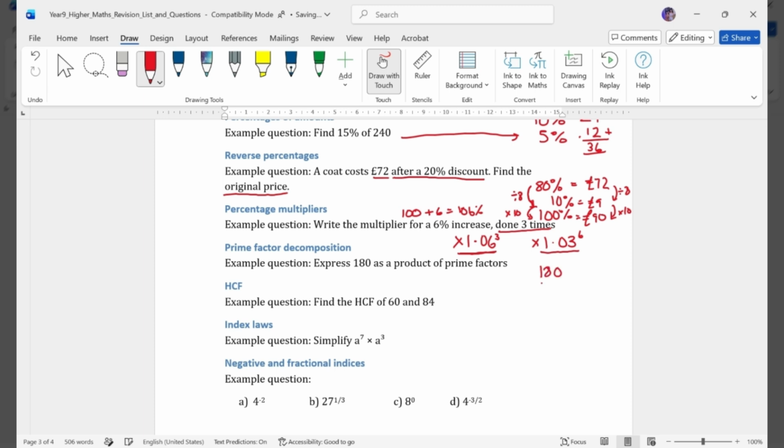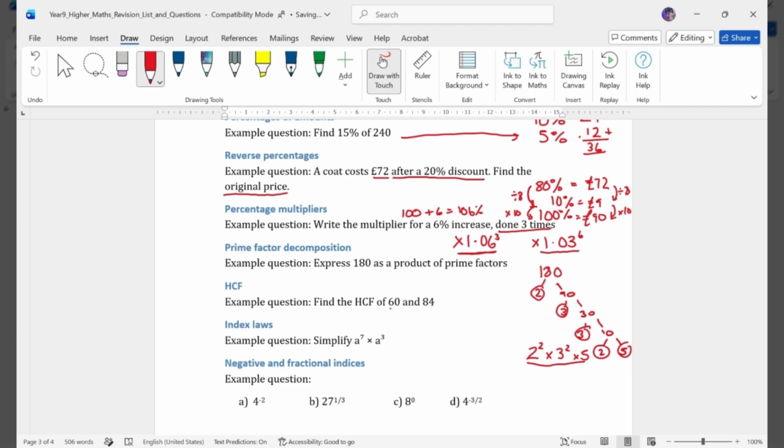180 as a product of prime factors. I'm going to go for 2 times 90. I'm going to go for 3 times 30. I'm going to go for 3 times 10. And I'm going to go for 2 times 5. So my prime numbers are 2, 3, 3, 2, and 5. Or in index form, the number 2 in my answer appears twice, times the number 3 appears twice, times the number 5, which only appears once. So that is my final answer.